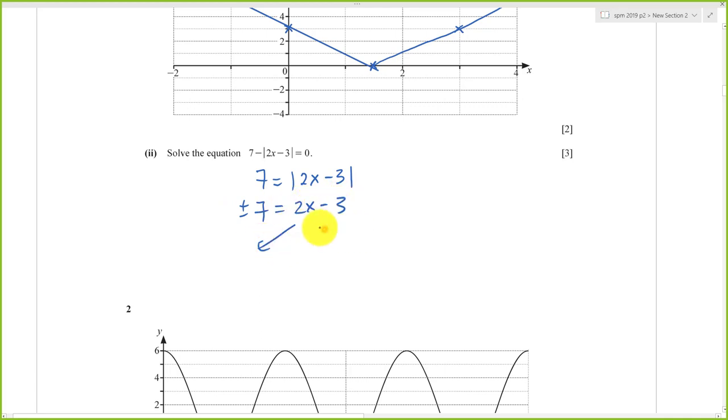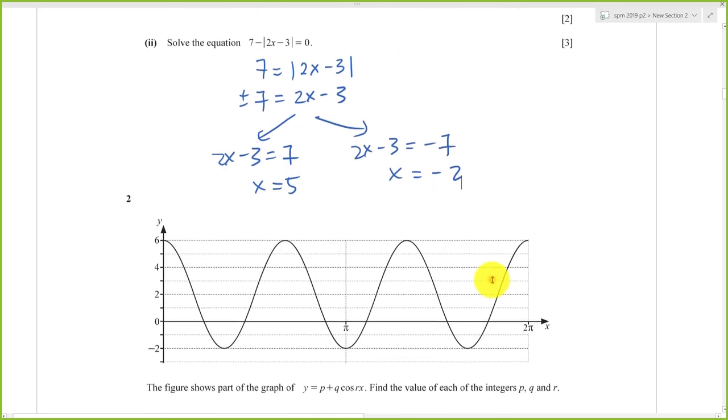Then I have two choices here: either 2x minus 3 equals 7, or 2x minus 3 equals negative 7. Then I just solve this one. This is 10 over 2, which is 5. This is negative 4 over 2, which is negative 2. So far so good. Okay, move on.